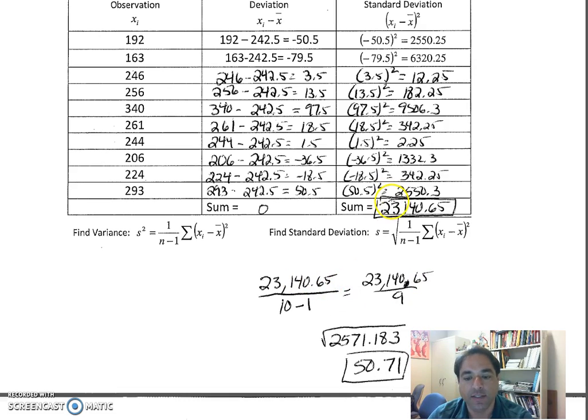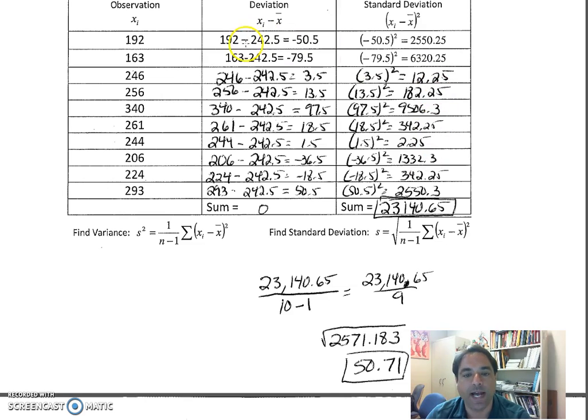Then we take that sum and divide it by n minus 1. Now just a little trick here. Notice this side, if you just subtract each one from the mean and add those up, it'd be 0. This is a nice way to check if this column is right before you move on to this column.